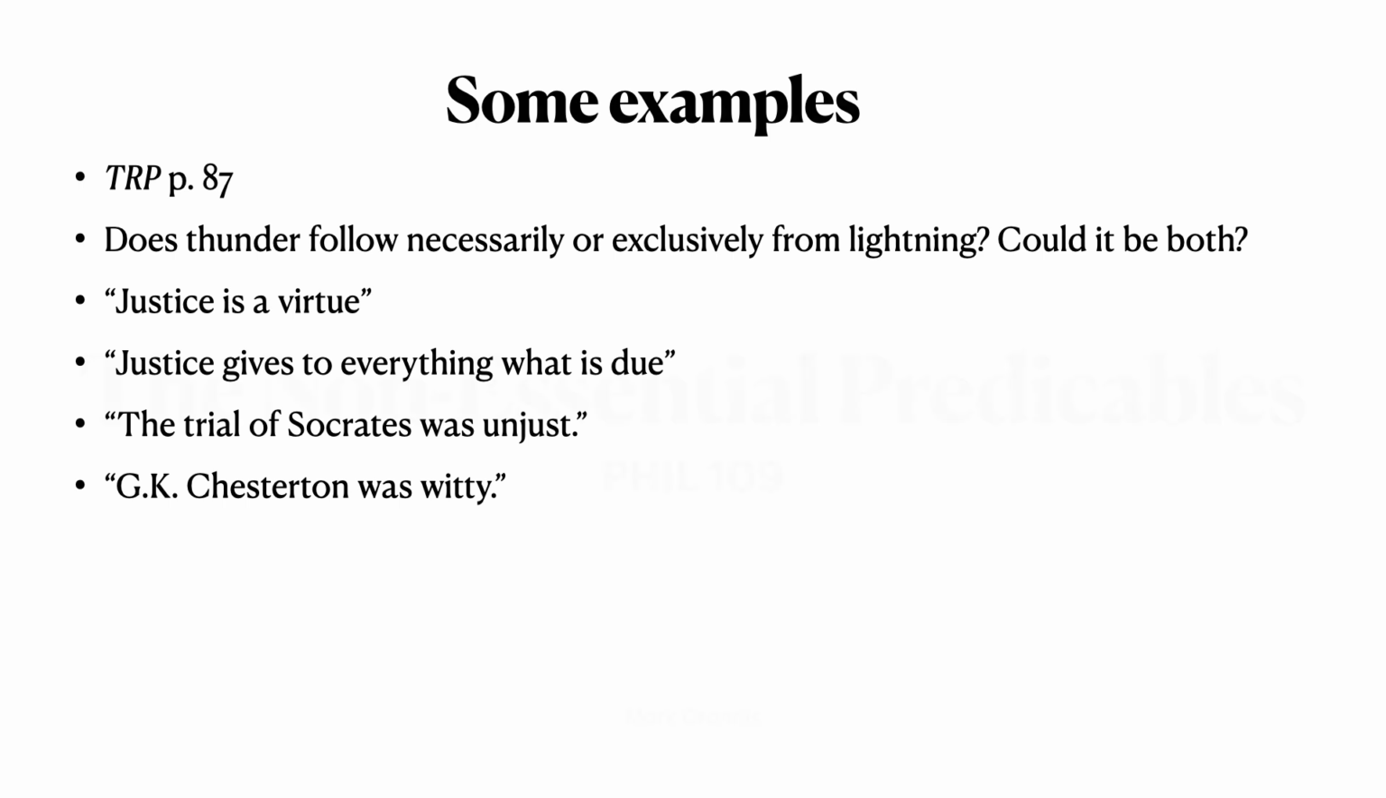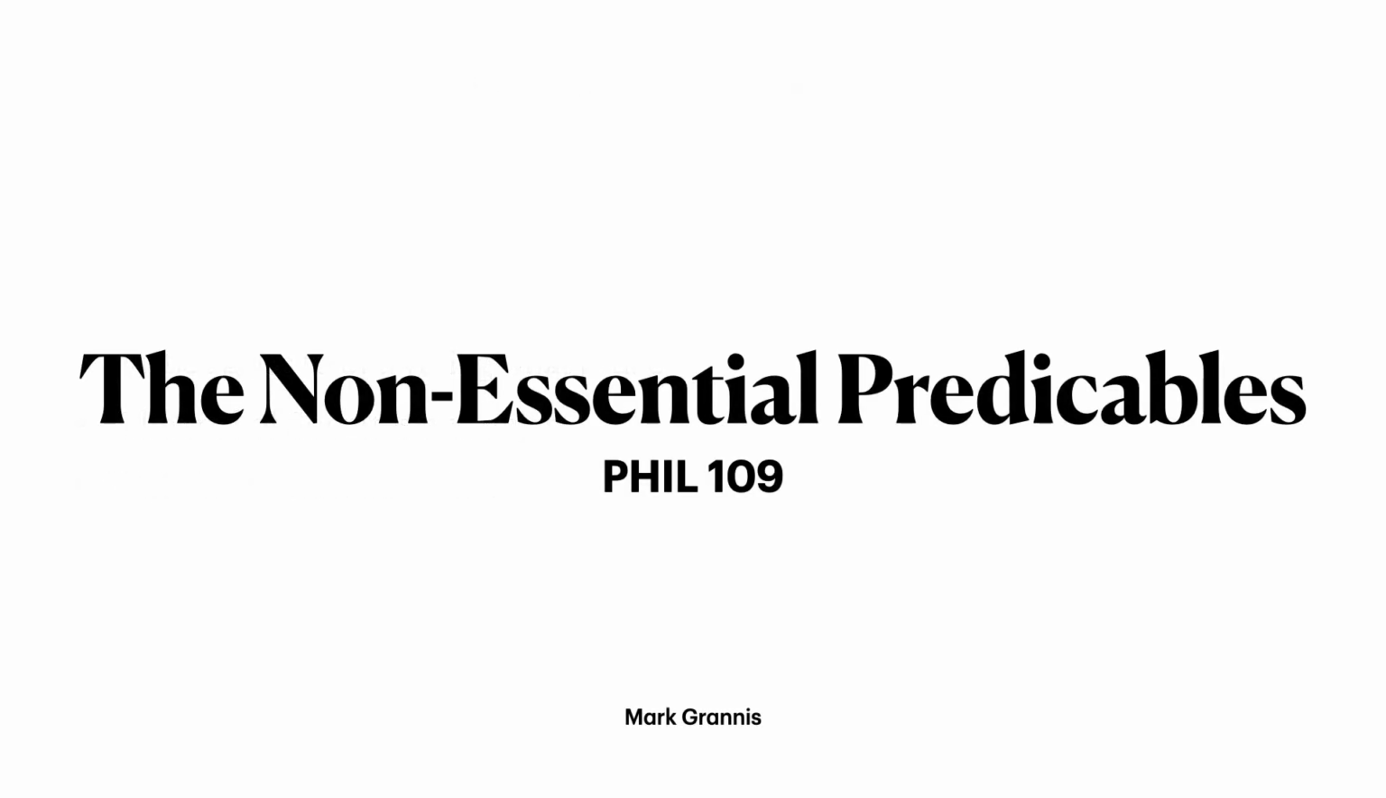Okay? So that's it for section 3.7, the non-essential predicables, and that's it for chapter 3. Stay tuned for more on chapter 4.